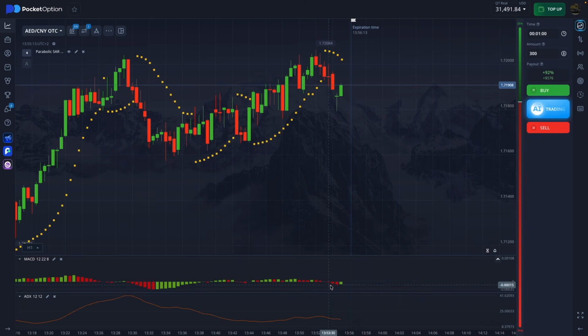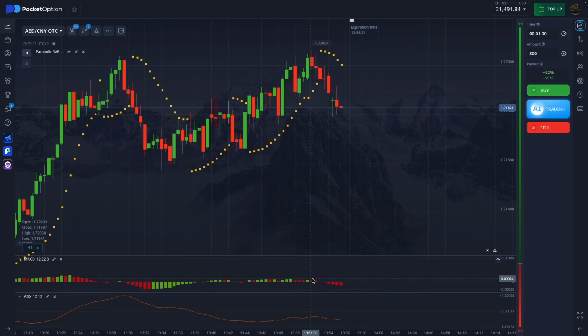If I see that the bars on the histogram are drawn below the zero mark, meaning they are going down, it means I can enter a down trade. If these bars are drawn above the zero mark, meaning above zero, it means I can enter an up trade. And the last indicator I pay attention to, which acts as a filter, is the SAR indicator.